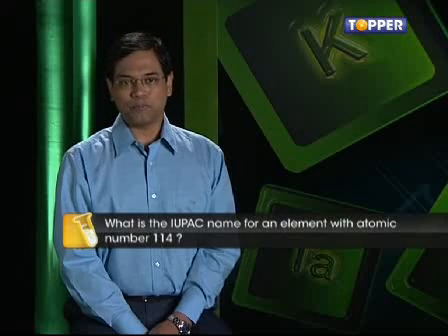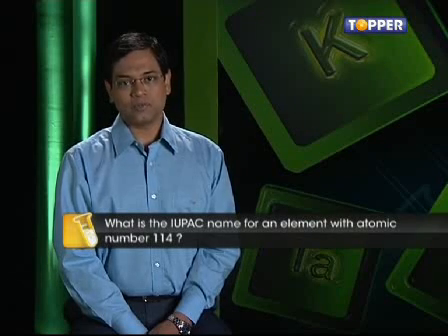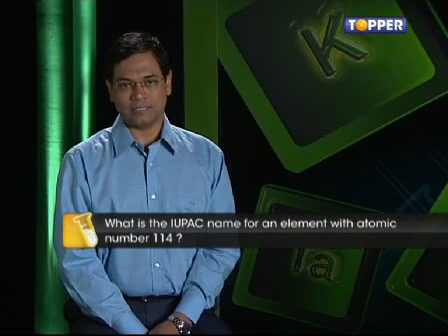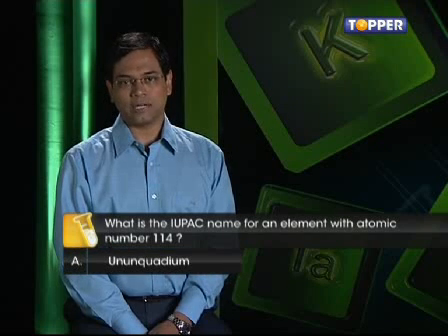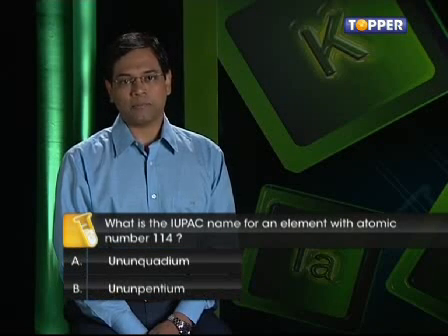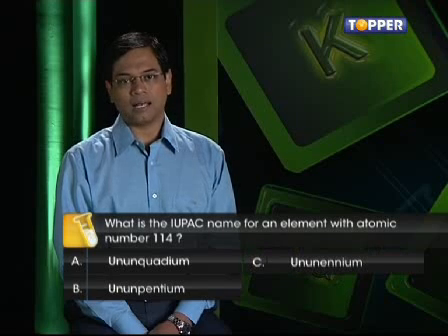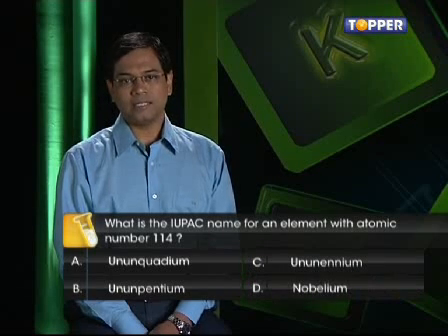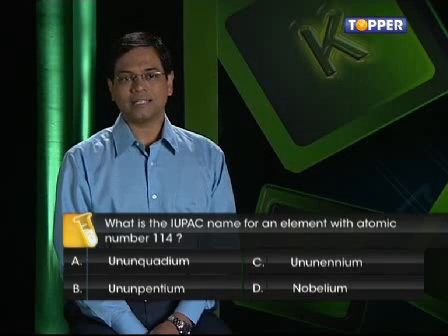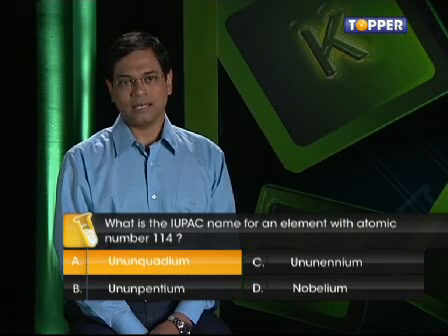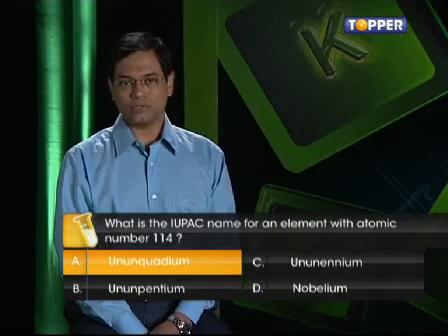What is the IUPAC name for an element with atomic number 114? A. Ununquadium, B. Ununpentium, C. Ununennium, D. Nobelium. The correct answer is option A, Ununquadium, according to the 3 roots defined by IUPAC.